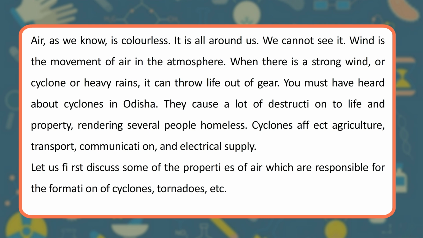Air, as we know, is colorless. It is all around us. We cannot see it. Wind is the movement of air in the atmosphere. When there is a strong wind, or cyclone or heavy rains, it can throw life out of gear.